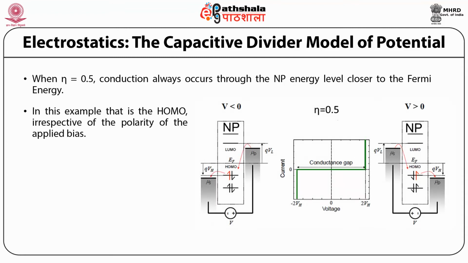Now consider the case if eta is equal to 0.5, as shown in this figure. Irrespective of whether the bias is positive or negative, current always flows through the energy level closest to the Fermi energy, and the gap around the zero bias is more than the HOMO-LUMO gap. So here this is the HOMO irrespective of the applied bias.